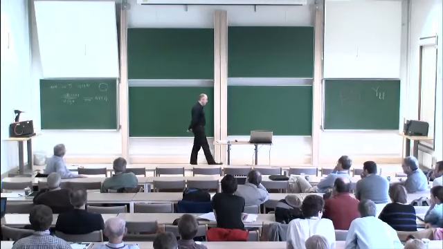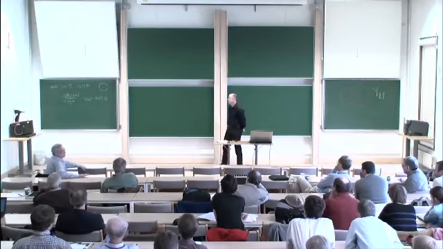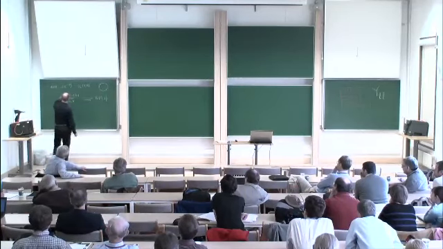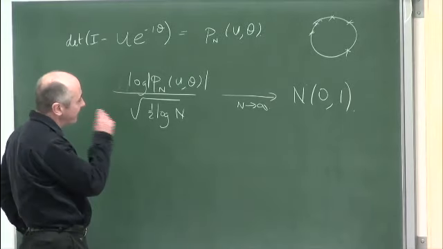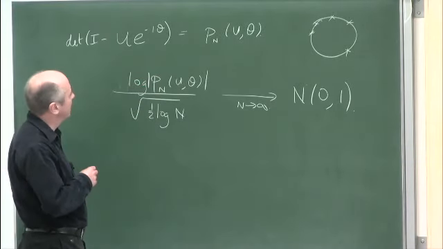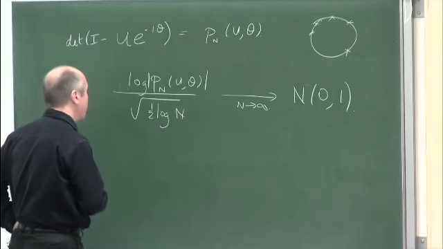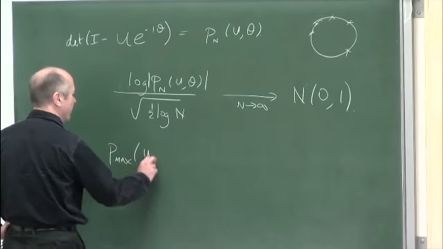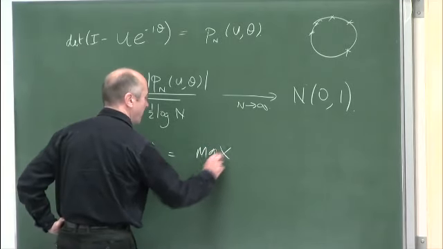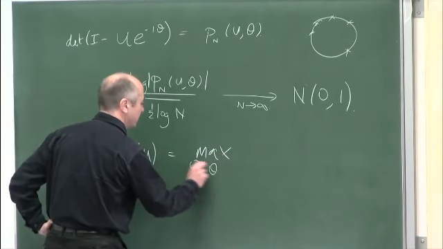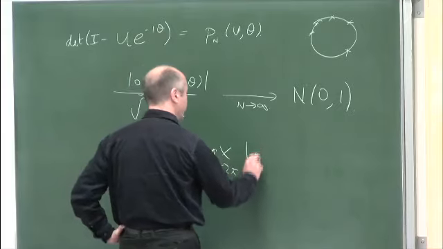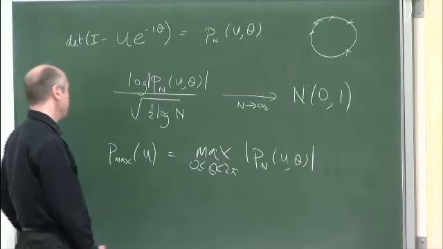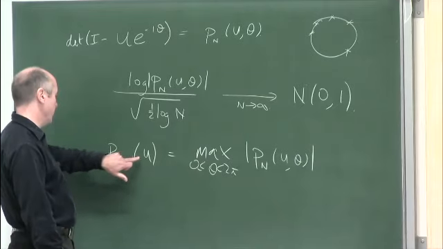So this fixes, if you like, the typical size of a characteristic polynomial. Typical size, if you like, is roughly square root log n. What I'll be focusing on today is not the typical values of the characteristic polynomial, but rather the maximum values. So if we define P max of U to be the maximum with respect to theta of the modulus of P. So this is now a function of the matrix U.